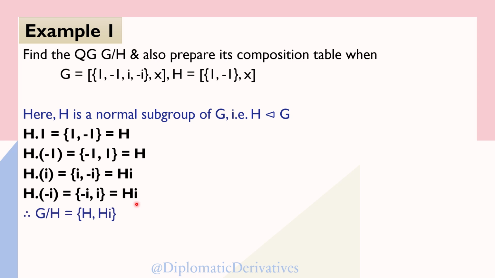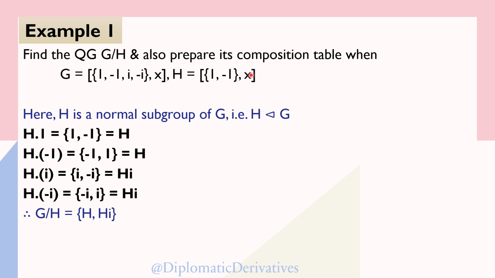2. Because you cannot write H 2 times, right? So you write H 1 time and then H iota 1 time. Therefore, G by H, which is the quotient group, is equal to H and H iota. Okay, so this is one of the quotient groups. Since it's a group, we can make the composition table, and that's what the question is asking us to do. It's asking us to make the composition table as well.